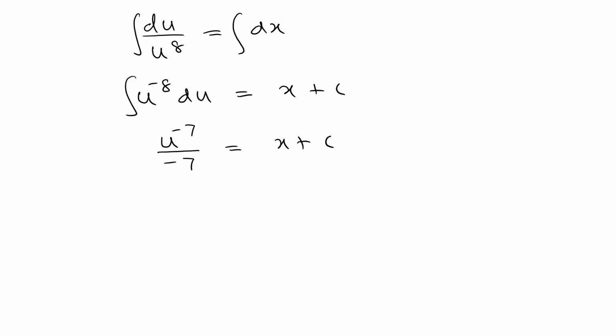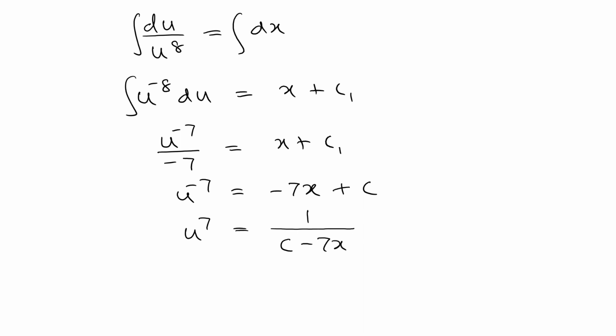If you multiply both sides by negative 7, you get u to the negative 7 equals negative 7x plus a constant. Let's call this constant c1. So you're going to get negative 7 c1, but you can call that just c for simplicity. You don't want to call it 7 c1. Now we can flip this over, so you get u to the 7, and it's going to be upside down. So I'm going to write this as c minus 7x. That's the whole reason why we can write it like that, and then take the 7th root.